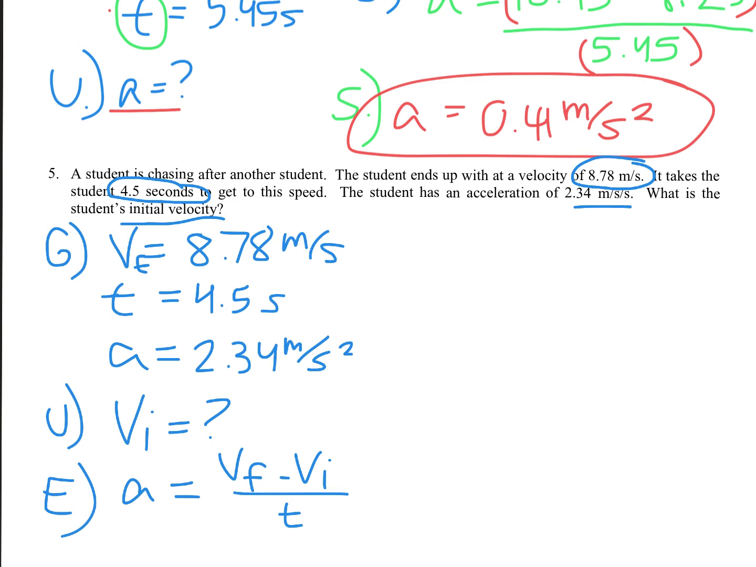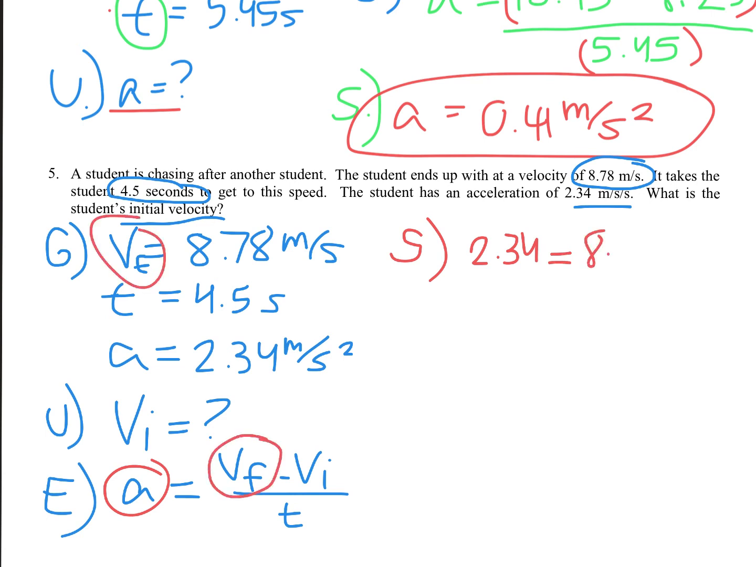Well, let's do it. I'm going to switch up my color and let's start substituting in. For my A, acceleration, I have 2.34. For my velocity final, I have 8.78. Subtract my velocity initial, which I don't have, so I'm going to leave that as a variable. I'm going to divide by time, which is 4.5 seconds.